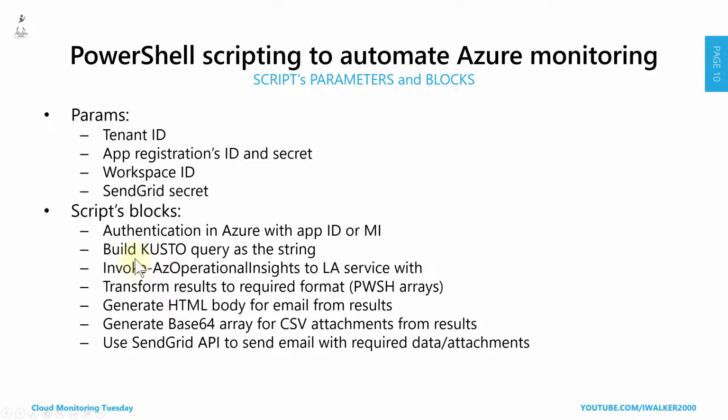You need to build the custom query as a string, just a string, and after that invoke this custom query with the Az operational insights operation against the selected Log Analytics service, selected by workspace ID. So the system will take the query, take the workspace ID, execute the query automatically, I mean PowerShell, against this Log Analytics, and send you back data.